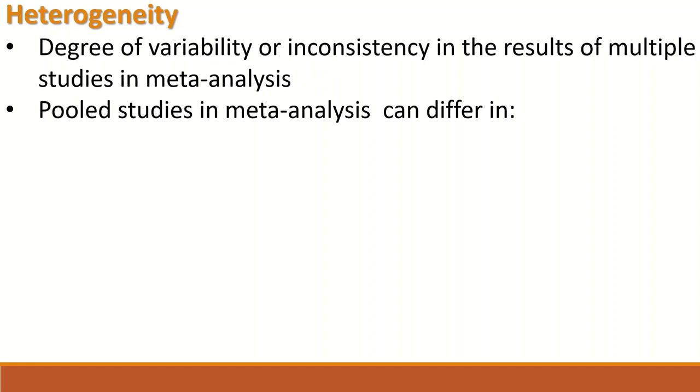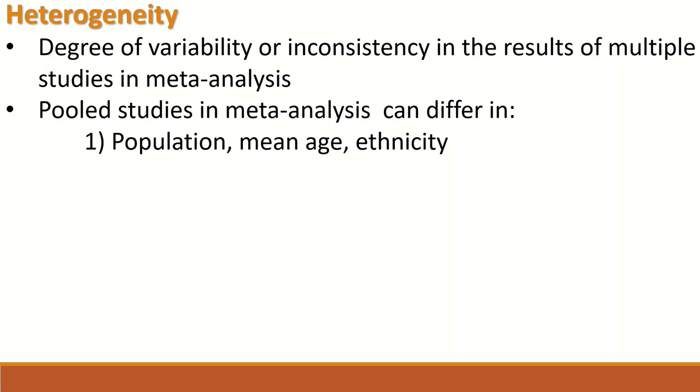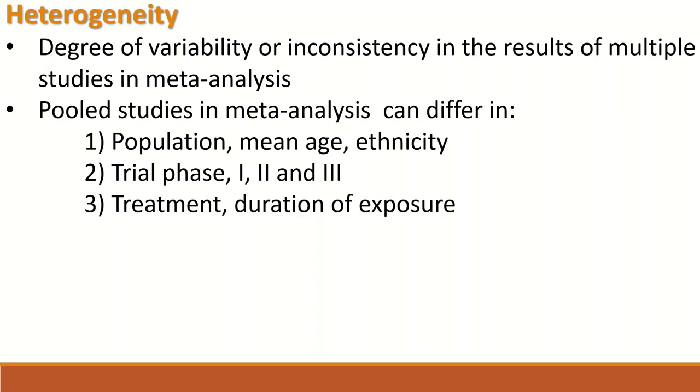So pooled studies in meta-analysis from different sources published online, when they were designed, can differ in the population, the mean age of participants recruited to the research study, the ethnicity of the individuals, whether it is a clinical trial, is it in phase 1, phase 2, phase 3, the treatment applied, the dosage of that treatment or intervention, the duration of the exposure. So those differences in the setting of each study might have an impact on the meta-analysis, and that's why heterogeneity is a test performed to find out the level of variability or inconsistency.